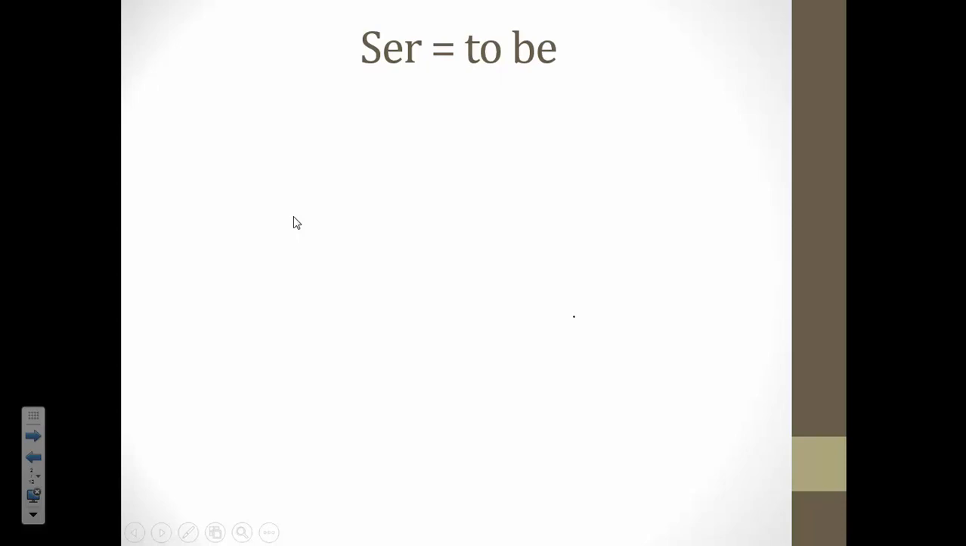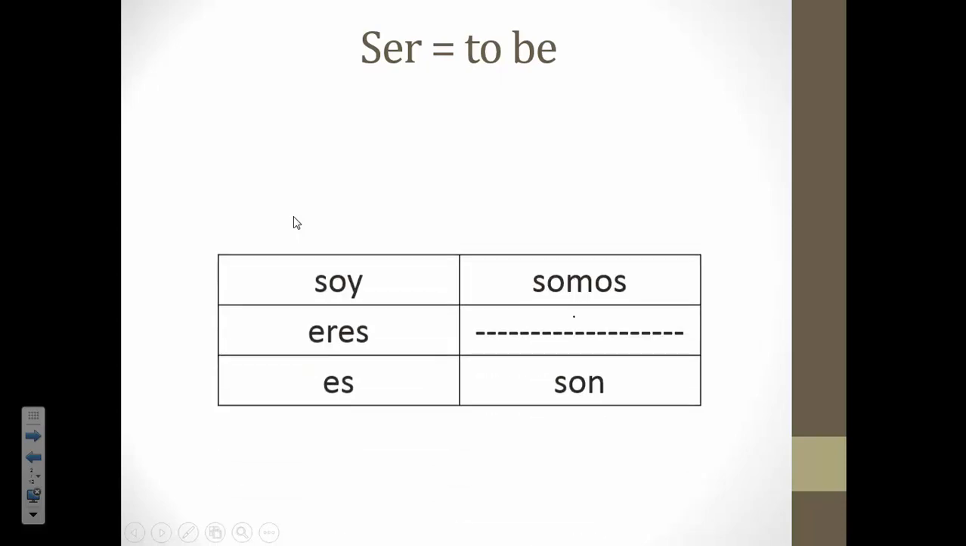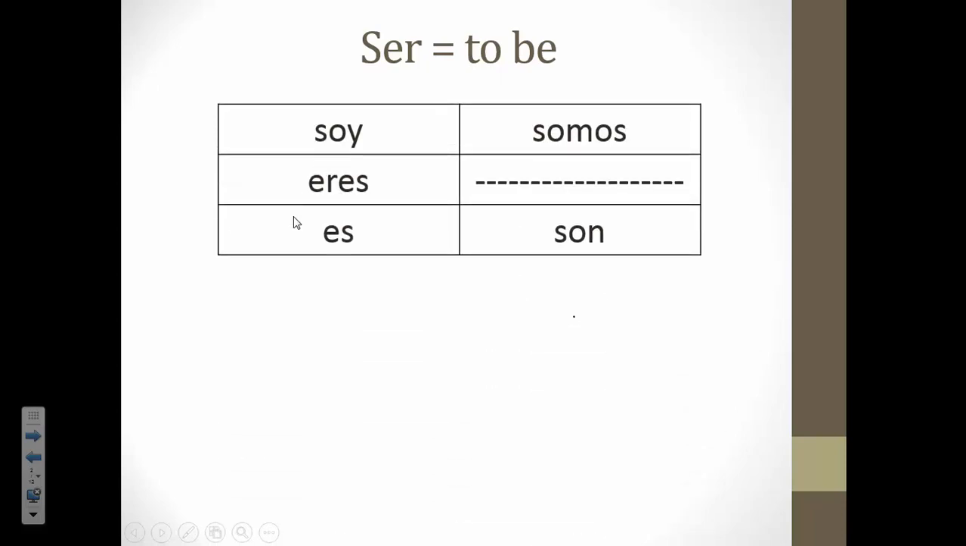You remember the song that we sang in class, Yo soy, tú eres, él, ella es. You remember that song, okay? So here are the forms: soy, eres, es, somos, and son. Okay, so you need to know which one is which.